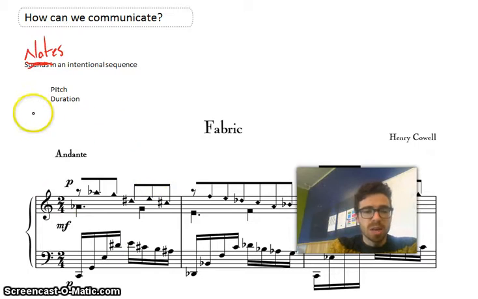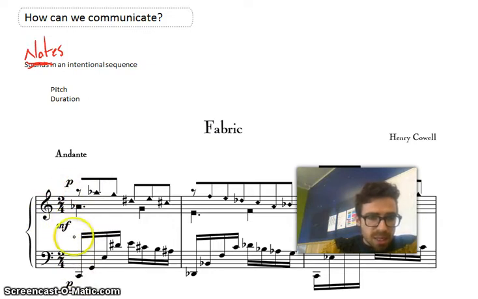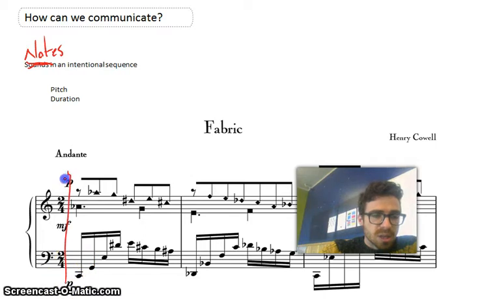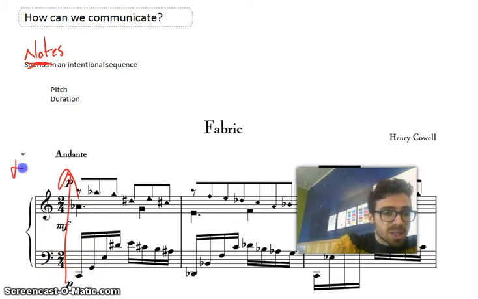Now if we take a look at this example I've included below called Fabric, it's a rather complicated looking piece, but we can see here that we've got a variety of pitches happening, and basically it's a bit like a graph. So the higher the note is up this way, the higher the pitch is, and the lower the note is down toward the bottom, the lower the pitch is. So that's fairly simple.